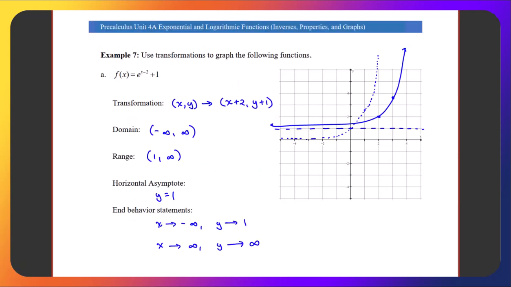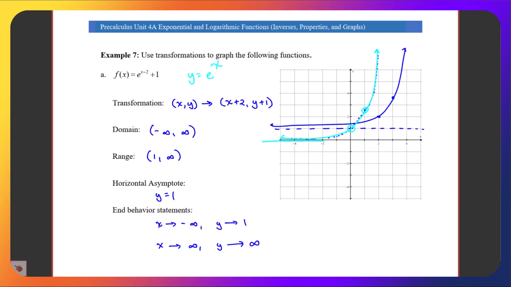So just like before, our parent graph is y equals e to the x. Anything to the 0 power is 1. Anything to the first power is itself. And so e to the first power is e, which is about 2.7. And we get those 2 points. And here is our parent graph to start with.